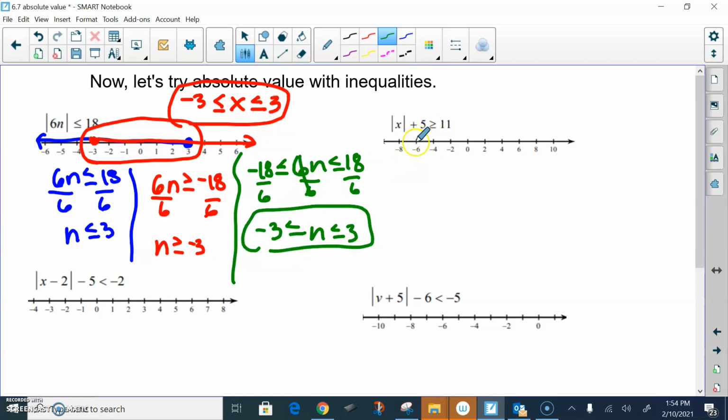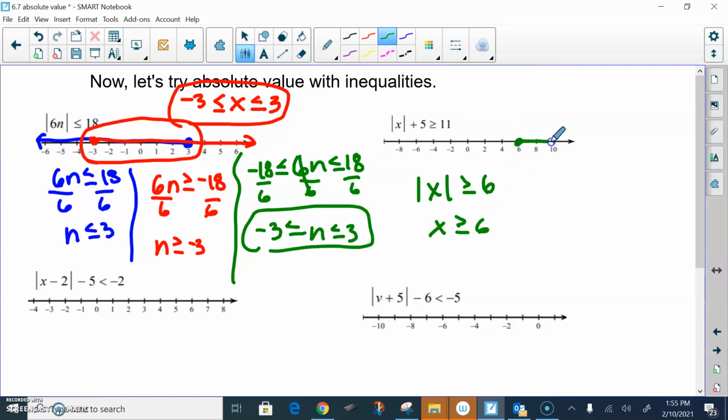Okay. This one's a little different. I wanted you to see this one. So we're going to subtract 5 from each side to get the absolute value by itself. So I get the absolute value of x is greater than or equal to 6. And then you do it twice. You drop the absolute value bars. So you say x has to be greater than or equal to 6.